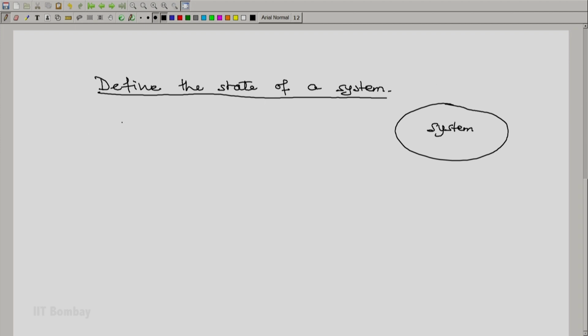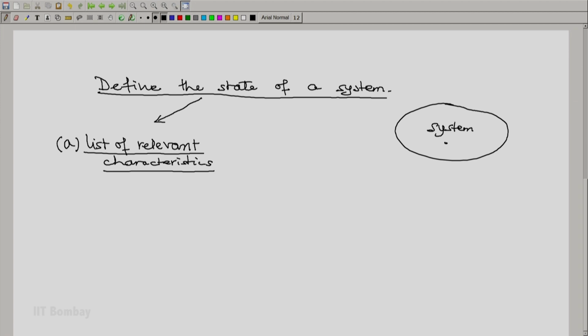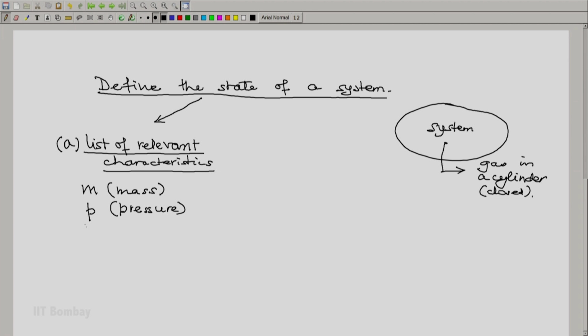We do two things. To define the state of a system, we have to first make a list of relevant characteristics of a system. For example, if we consider the system to be gas in a cylinder, a closed cylinder, so a closed system. We may say that look, mass of the gas is one relevant characteristic, pressure of the gas P is another relevant characteristic, and the temperature of the gas is the third relevant characteristic.